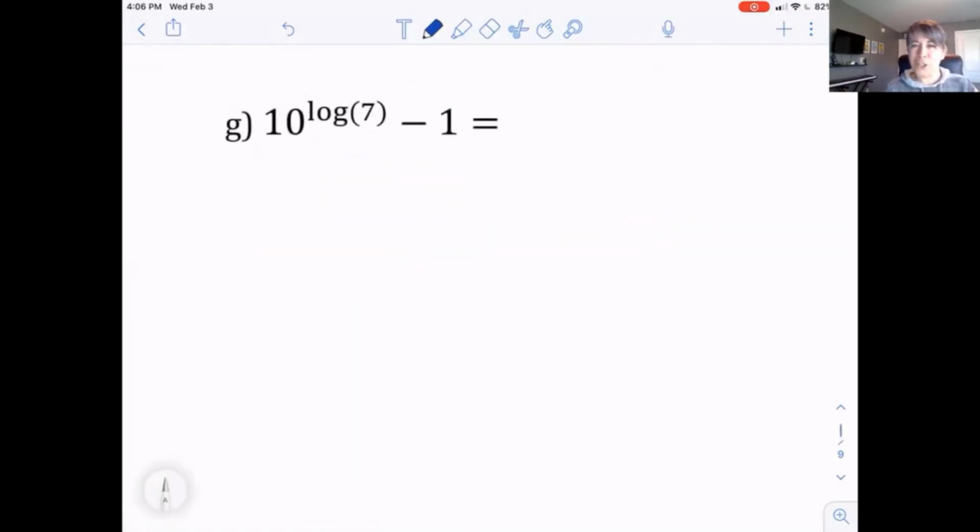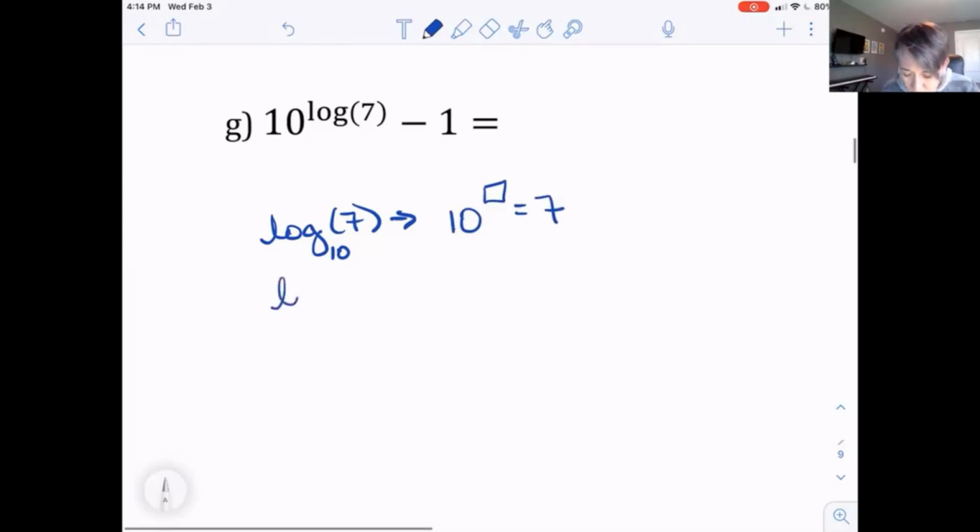Now let's take a look at G. Okay, so this is going to take a little bit of thinking. We have 10 as a base, but it's a base of an exponent. The logarithm is in the exponent position. So before we simplify this, let's take a look at what log of 7 is saying. So that's an understood base 10. What this equals is, 10 to that exponent should give us 7, whatever that exponent is.